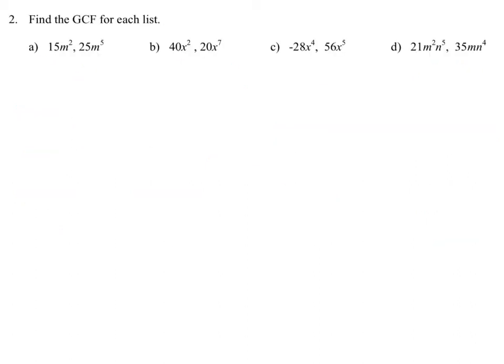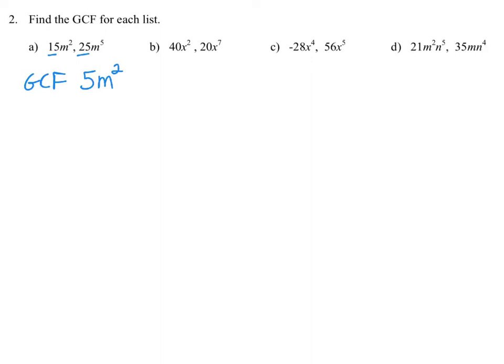Let's find the greatest common factor for each list. In example A, we have 15m squared and 25m to the 5th power. So our greatest common factor is going to be the greatest common factor of the coefficients, the largest number that goes into both 15 and 25. That greatest common factor is 5. Since both terms have an m, that's a common factor, and we take the smallest exponent they have in common. The greatest common factor is 5m squared.